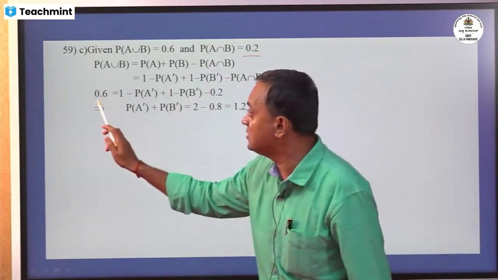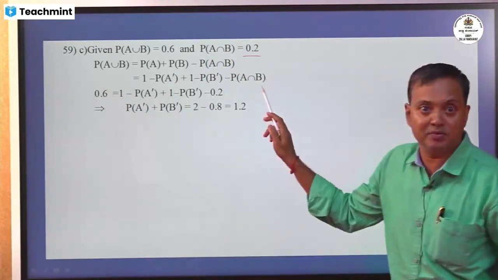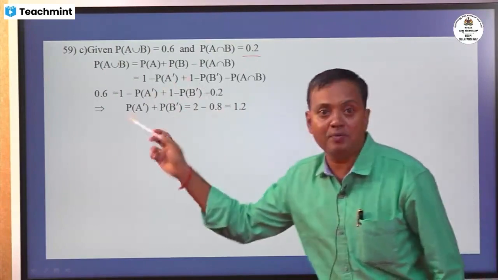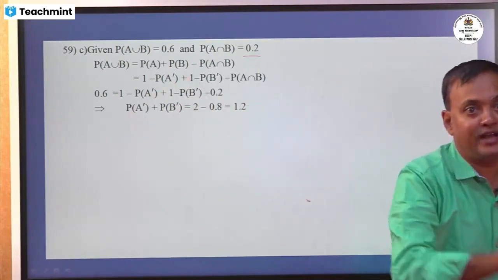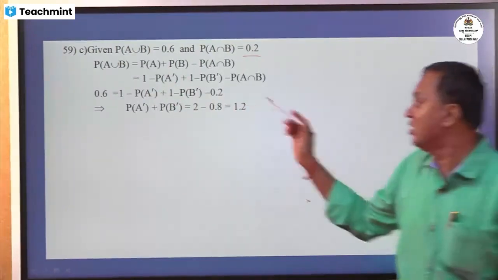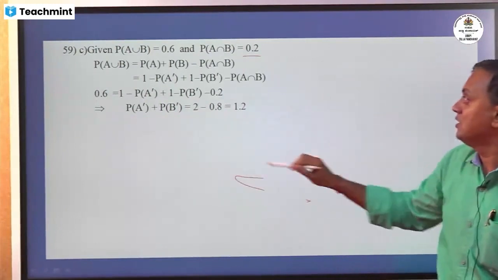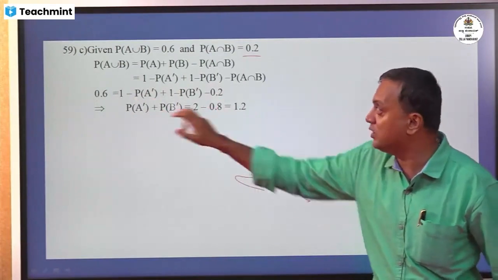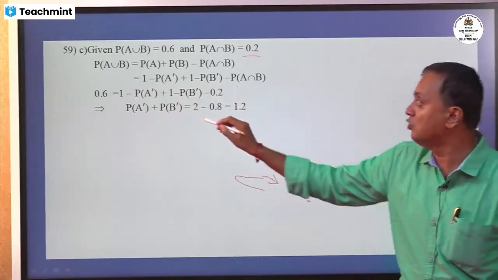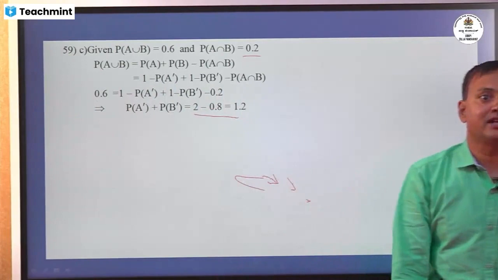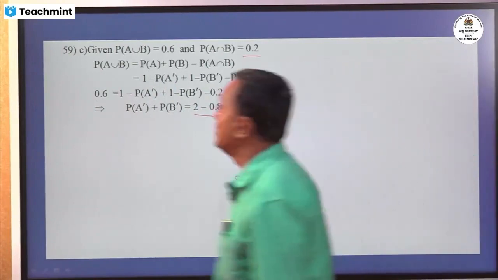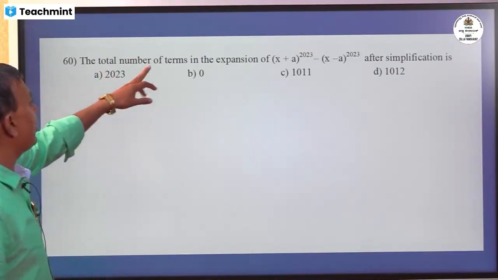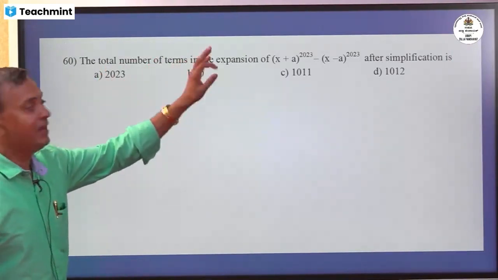Substitute the values. This is 0.6, A intersection B is 0.2, 1 minus P of A dash, 1 minus P of B dash. Bring P of A dash and P of B dash to the left hand side and 0.6 to the right hand side. On simplifying, we get P of A dash plus P of B dash is equal to 2 minus 0.2 minus 0.6, that is 2 minus 0.8. So the answer is 1.2. So 59th answer is C. Next, the total number of terms in the expansion of x plus a whole to the power 2023 minus x minus a whole to the power 2023 after simplification.